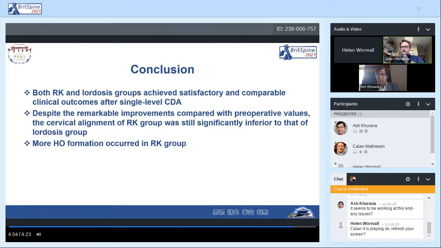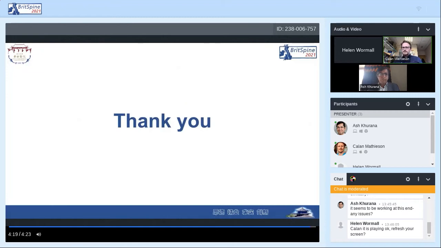improvements compared with preoperative values. The cervical alignment of RK group was still inferior to that of lordosis group. More HO formation occurred in RK group. Thank you.